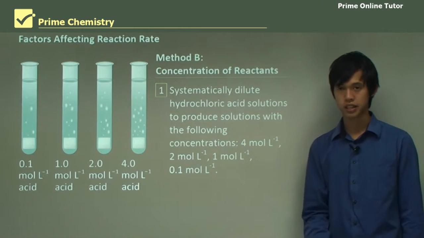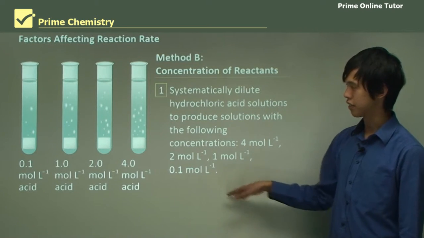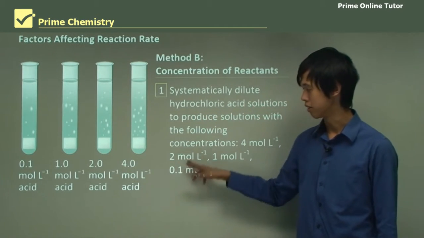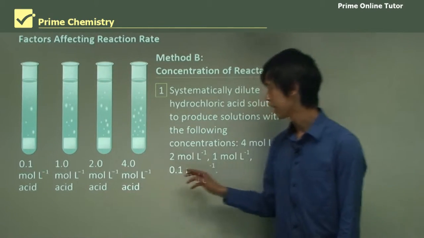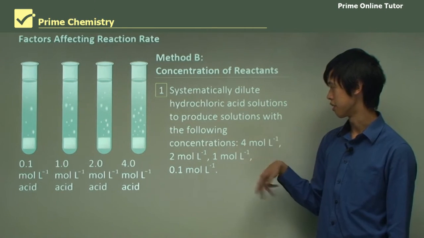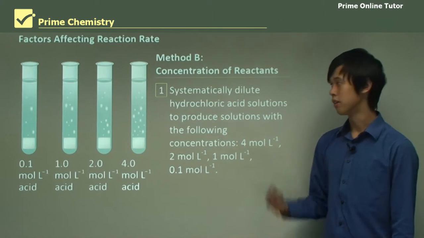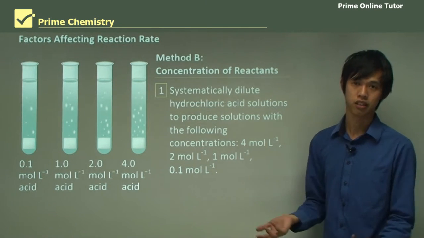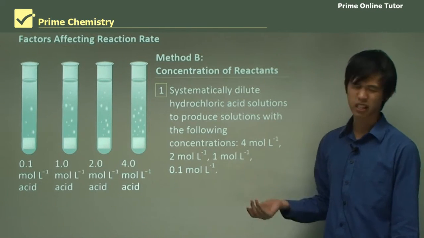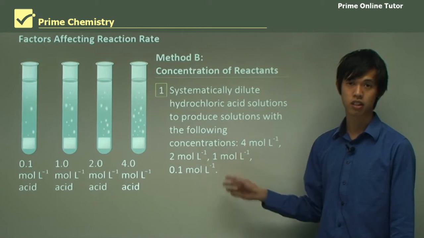So the next one is the concentration of reactants. So if you look here, you've got 0.1 mole, 1 mole, 2 mole, and 4 mole per liter acid. So you can systematically dilute hydrochloric acid solutions to produce solutions with the following concentrations, so the ones that I just mentioned. Or if you already have them on hand, don't bother diluting them, just use the ones you have on hand. But more than likely you probably won't have all of these. Actually, you might. So try to look for the ones that you have on hand.